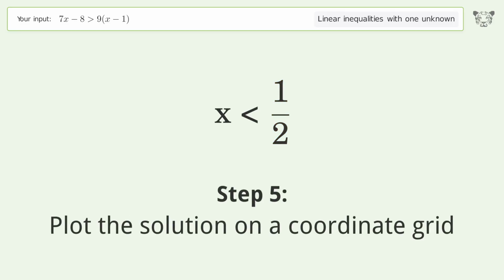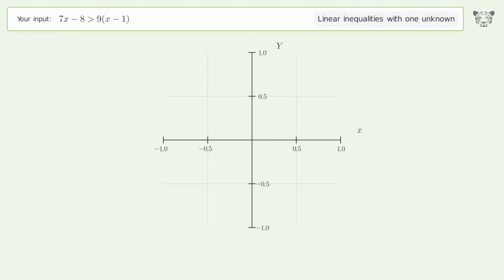Plot the solution on a coordinate grid. And so the final result is x smaller than 1 over 2.